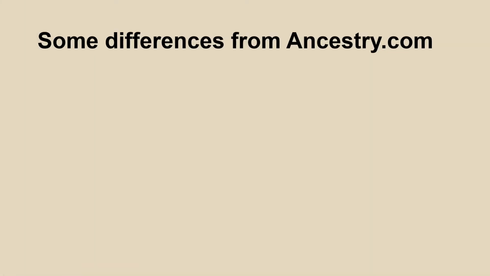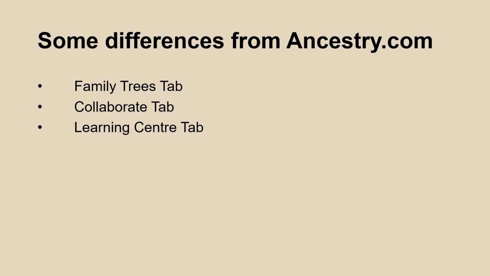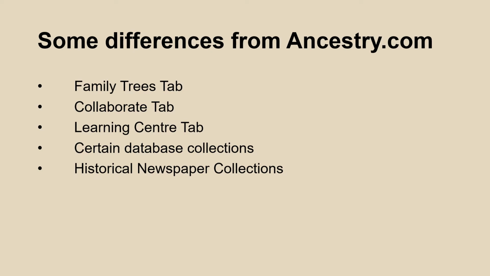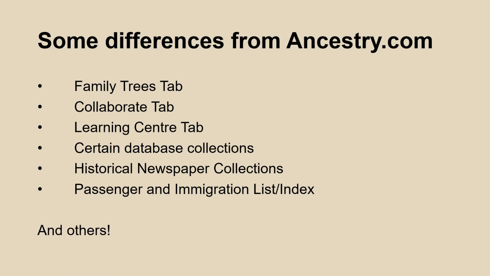Some of the differences from Ancestry.com are in the tabs. For example, the Family Trees tab, Collaborate tab, Learning Center tab, certain database collections, historical newspaper collections, passenger and immigration lists and indexes, and some others are missing from Ancestry Library Edition. So if you decide you're interested, you'll have to go to Ancestry.com for all those extra bells and whistles.